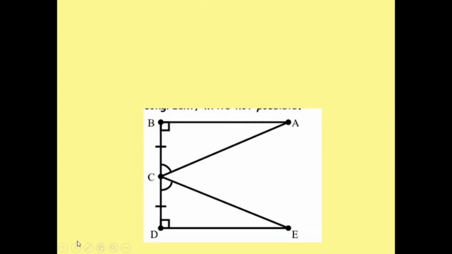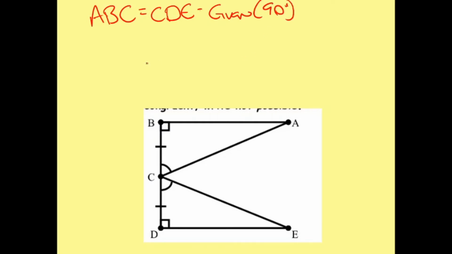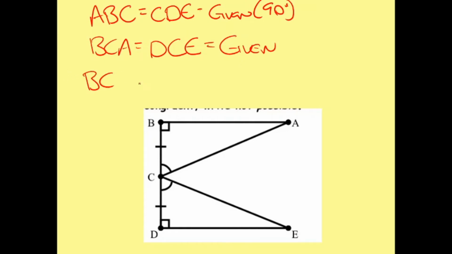So you get a question where you prove these two triangles are congruent. Let's work it through. So I know ABC is the same as CDE. I'm going to put it because it's given. You could put because they're 90 degrees as well. That's also fine. I also know that BCA and DCE are the same. And again, that's because it's given. And actually, I know that BC actually equals CD. Again, because it's given.